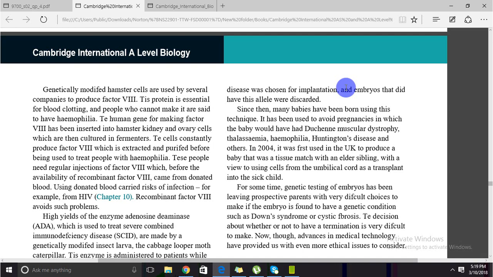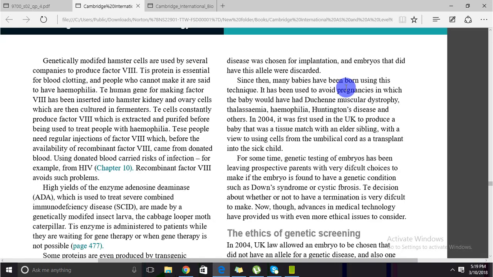Now, though advances in medical technology have provided us with even more ethical issues, because the issue of preselection comes up. Some actually choose the sex of the child, and this is considered to be ethically wrong by a lot of people. So hopefully, we have covered both IVF, embryo biopsy, preselection and therapeutic abortion, and the social and ethical implications of genetic screening, as well as the sort of diseases that might lead to a woman opting for termination.